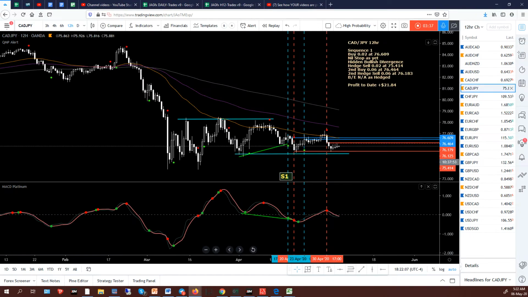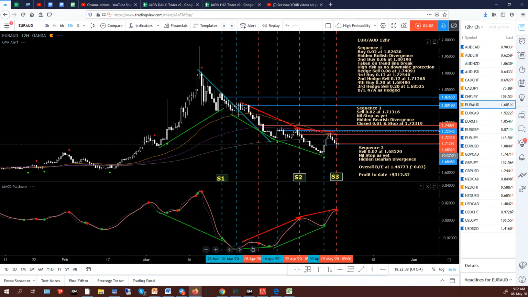CAD Yen, another one that had a sell trade. Stopped out. I think it was this one here. Sell, it's a standalone sell trade. It was sequence 2. It's popped up, just hit that stop loss up there. So that closed out, and that was the CAD Yen. What I'm looking at, huge profit of 60 cents on the second half. But like I said, I already got a couple of bucks on the first half. Euro Aussie.